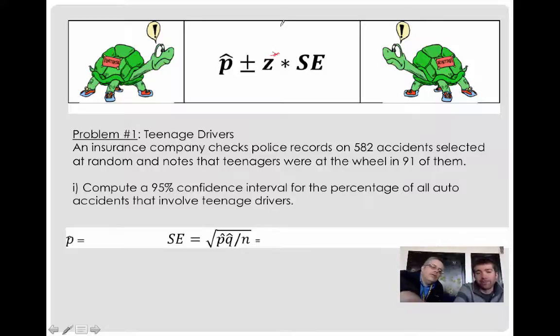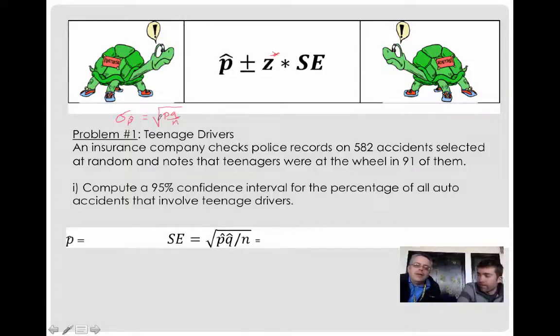Could you do me a favor over here? We're going to write the two formulas. So down here, before we get to our problem, write sigma p hat, where p hat is a subscript. That means the standard deviation of p hat equals, we're going to write the formula, square root of p times q over n. That's what we've been using.